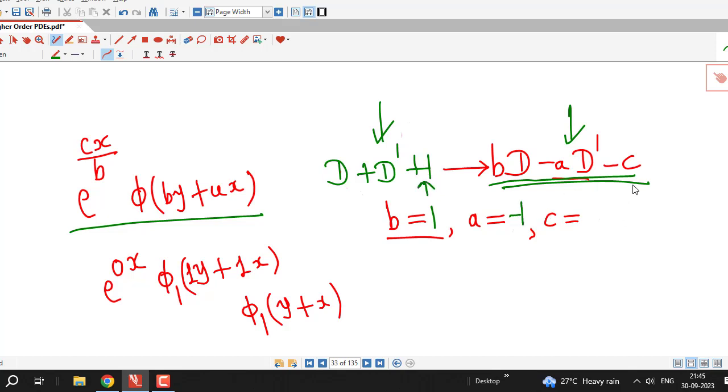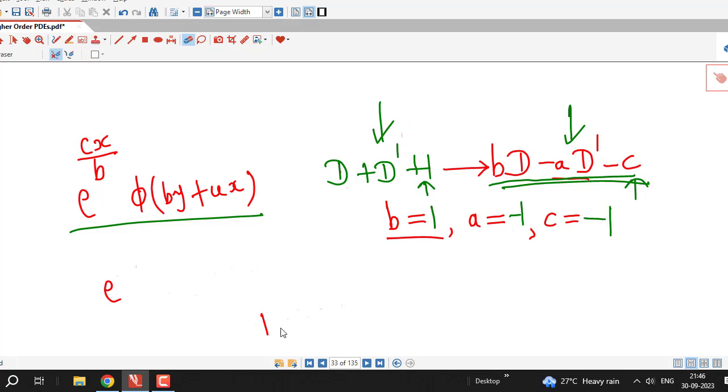Similarly, if we compare the constants, here the constant term is minus c, here it is 1, that means minus c equal to 1, that is c equal to minus 1. So now we substitute values of a, b, c in this formula. Here b is 1, which is non-zero, therefore we will use this formula. C is minus 1, and here we have c divided by b, that is minus 1 divided by 1, which is minus 1, and we have e to the power minus x.